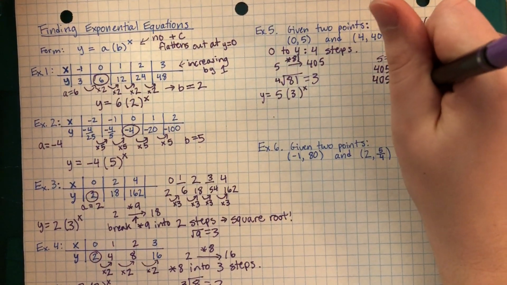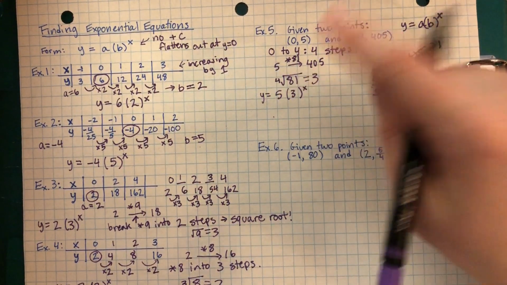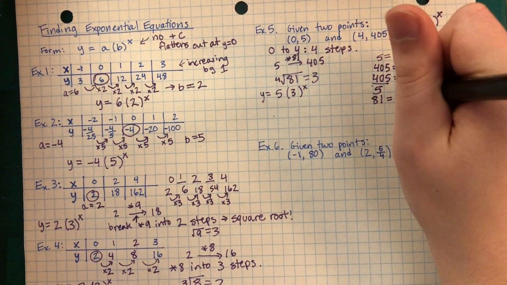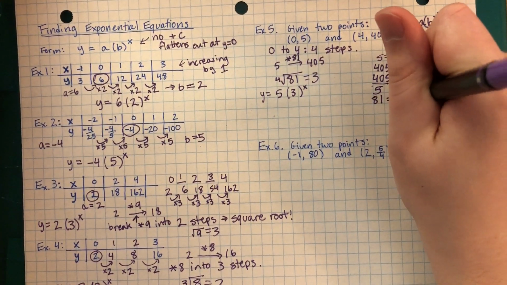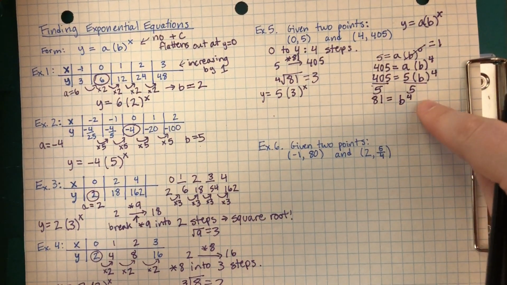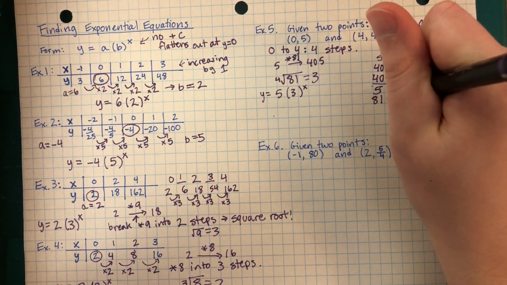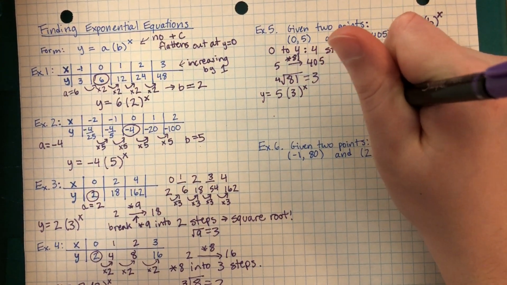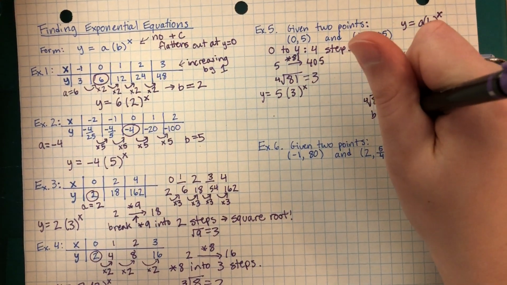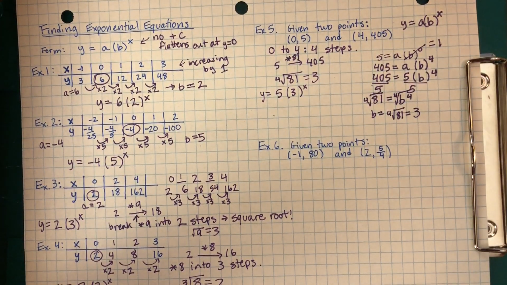I can divide both sides by 5. Oh look, we're dividing 405 by 5 just like we did over here. So that's 81 equals b to the 4th. Now, to get b by itself, I need to get rid of this 4 in the exponent. The way that I do that is the 4th root. So I get b equals the 4th root of 81, which equals 3.